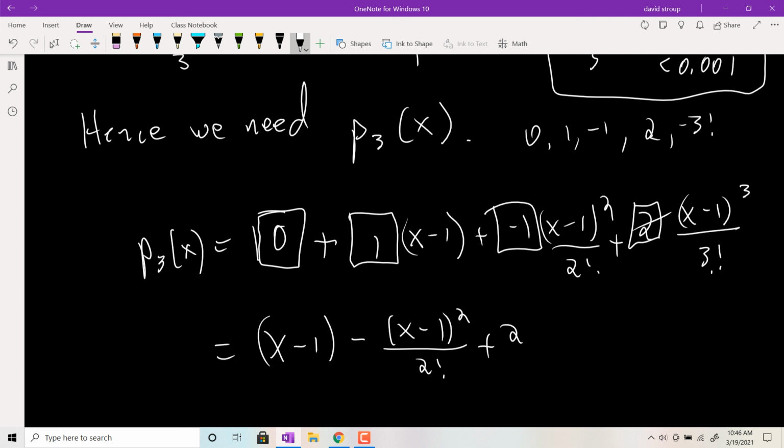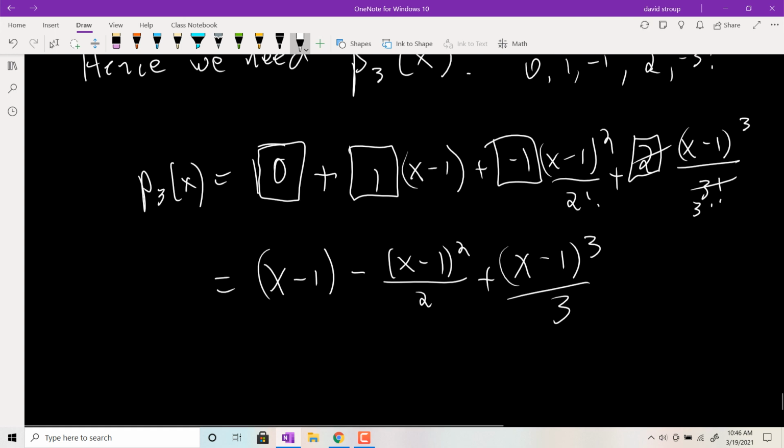And of course there's some nice cancellations, so this will just be 3. So you can even get rid of that, make it look a little prettier. x minus 1 cubed over 3. And then you can guess the next one's probably minus x minus 1 to the 4th over 4, etc. Okay, so there it is in all its glory.